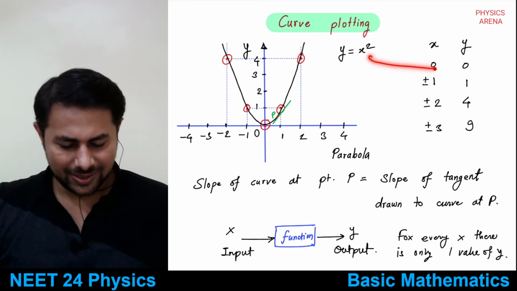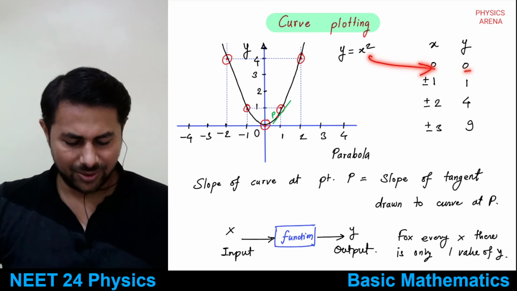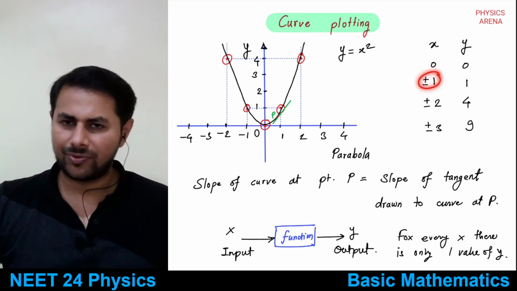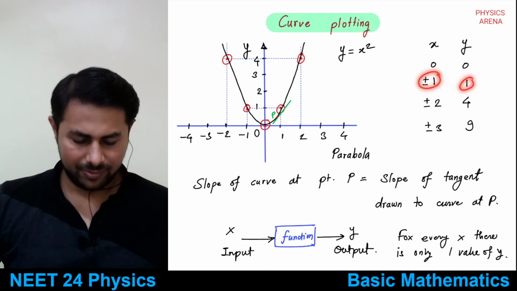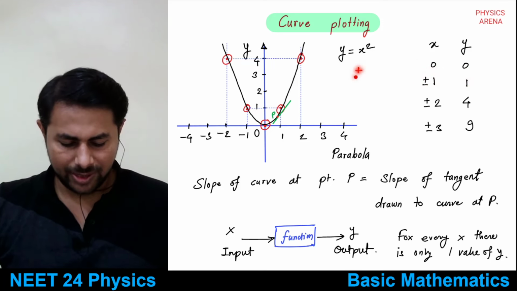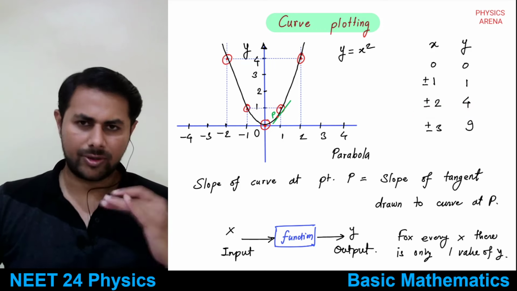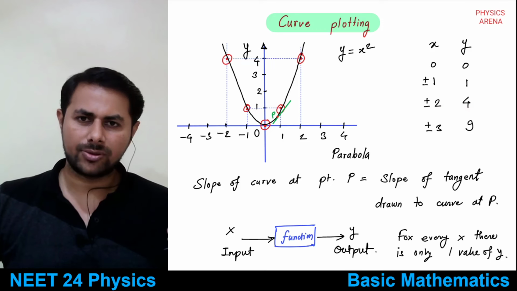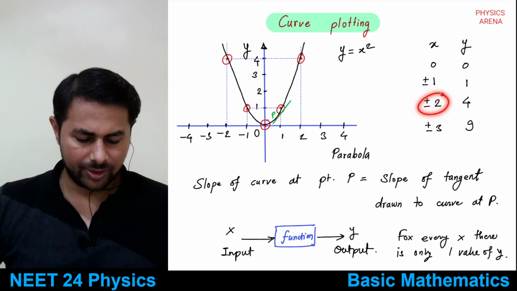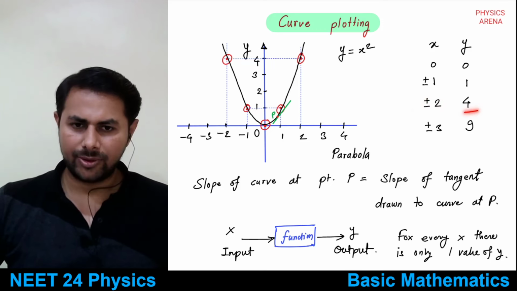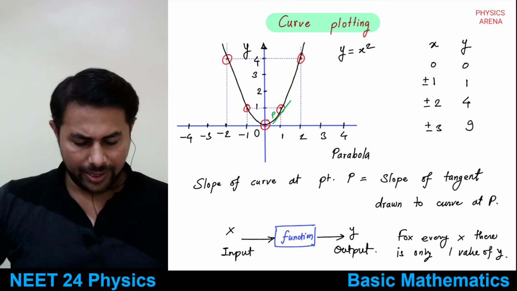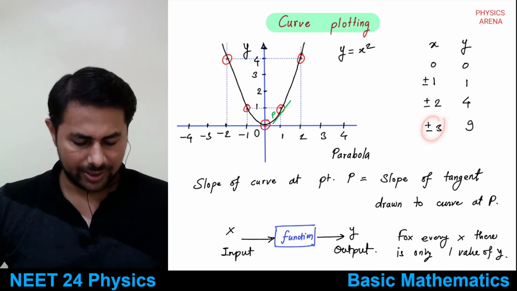So for x equal to 0, y is 0. For x equal to plus or minus 1, y is 1, right? For x equal to plus or minus 2, y is 4, because 2 square is 4, and minus 2 square is also 4. For x equal to plus or minus 3, y is equal to 9.